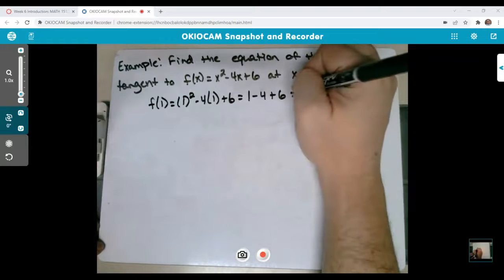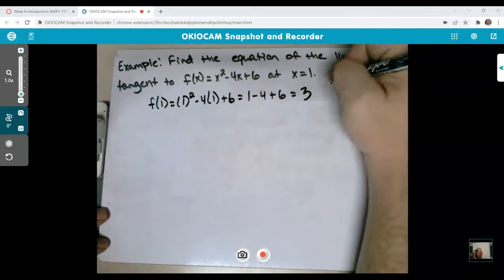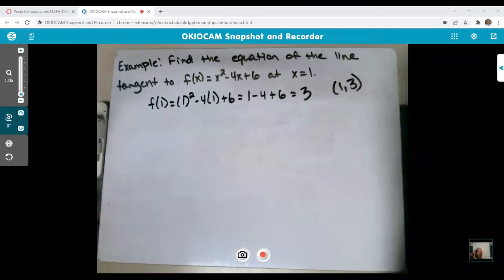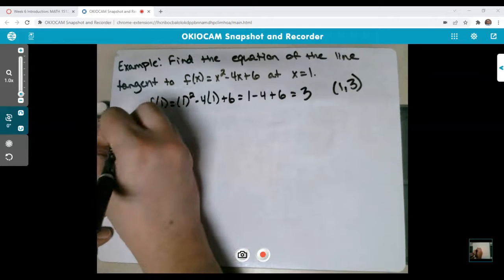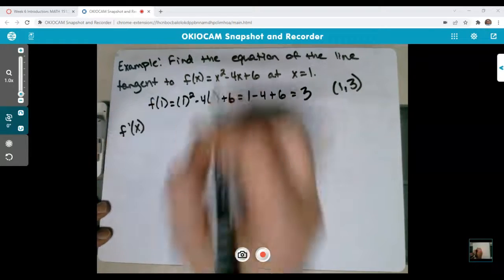Negative 3 plus 6 is 3. So the point that I know is (1, 3). So that's helpful. I know a point. But I also need a slope. Remember we said a slope of a tangent line is the derivative at that point. So I need to find the derivative of this guy.